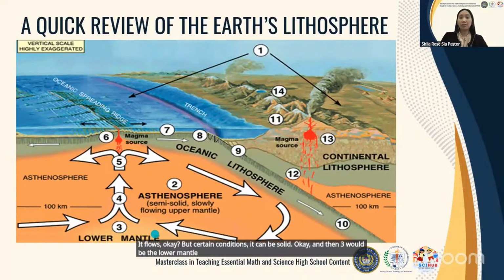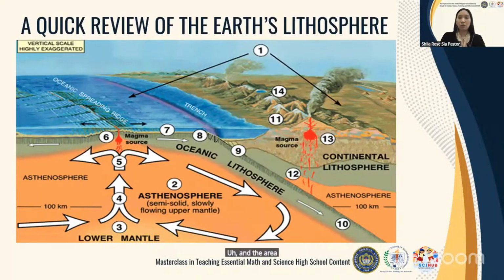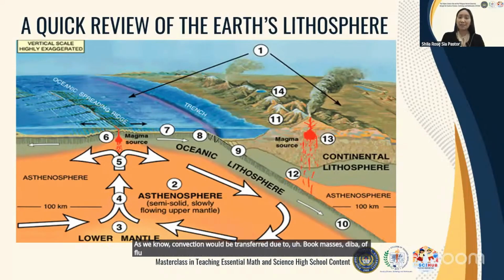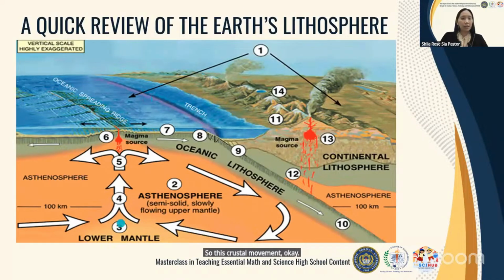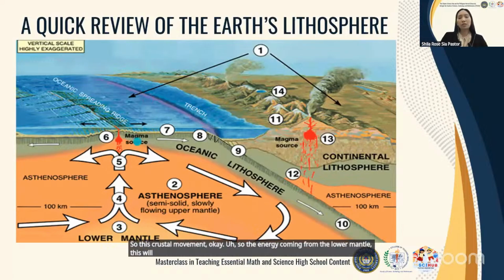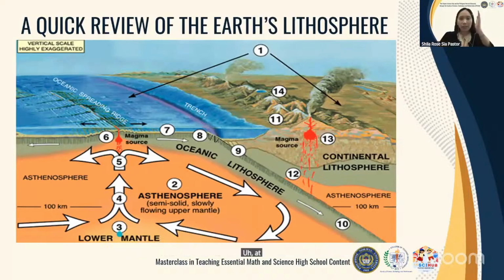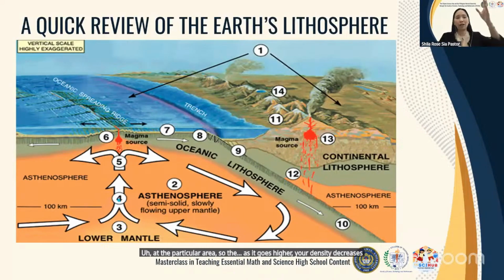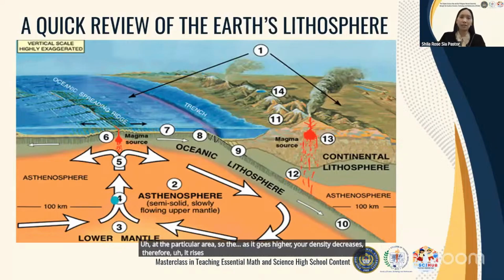This indicates where the energy is coming from, since it's heat transfer. The area is mostly fluid, so you'll have heat transfer via convection. And as we know, convection is transfer due to bulk masses of fluids, with density differences as the main cause. So for this crustal movement, the energy coming from the lower mantle will heat the asthenosphere at a particular area. As it goes higher, its density decreases, therefore it rises, the asthenosphere rises until it reaches a certain area near your crust.